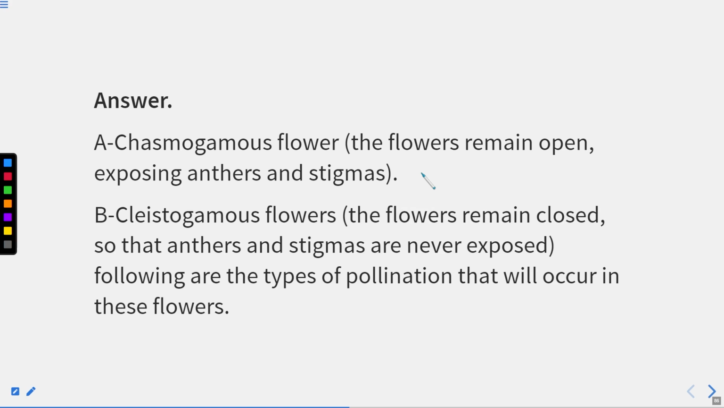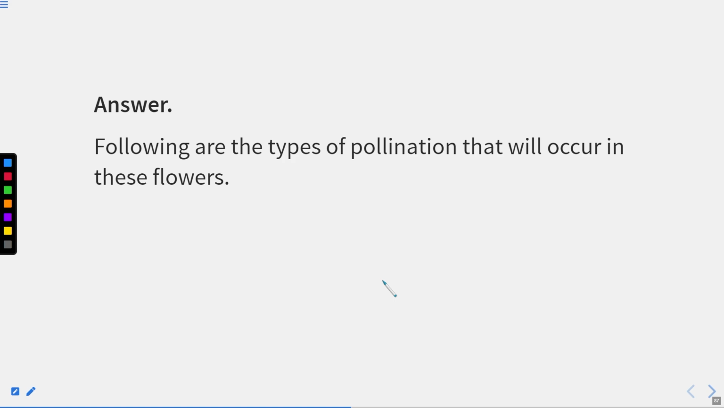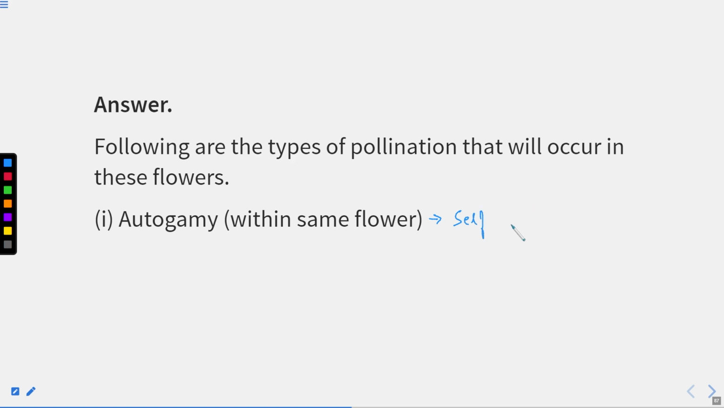Now, in a cleistogamous flower, the flower remains closed, so that the anthers and the stigma are never exposed to the pollen grains of other flowers. Now the following are the types of pollination that will occur in these flowers. So let's have a look at the types of pollination. First is autogamy. Autogamy is a kind of self-pollination.